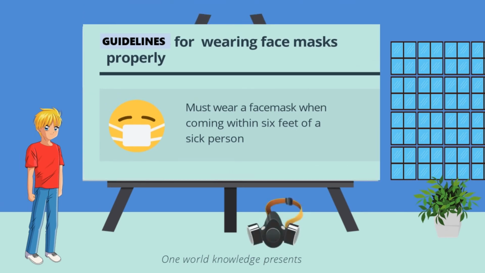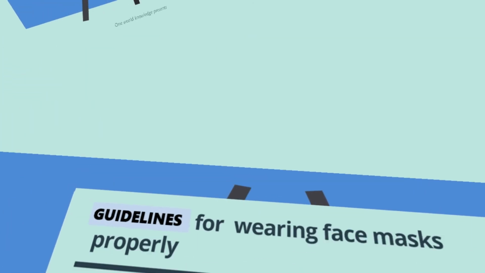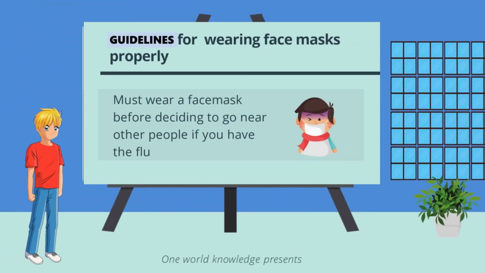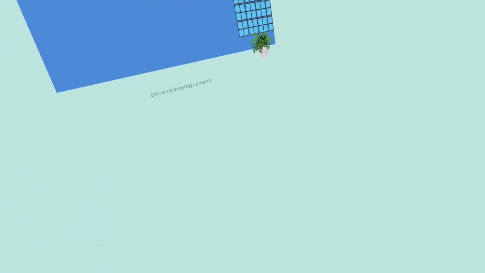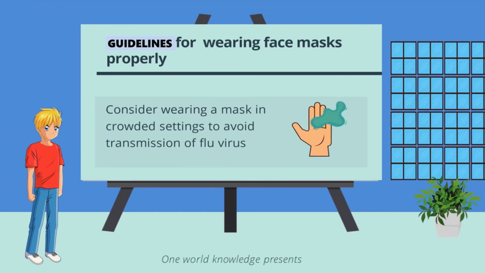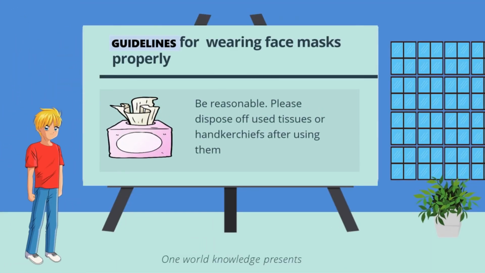4 guidelines for wearing face masks properly. Number 1. Must wear a face mask when coming within 6 feet of a sick person. Guideline number 2. Must wear a face mask before you decide to go near another person if you have the flu. Number 3. Please consider wearing a face mask in crowded settings to avoid transmission of the flu virus. Number 4. Be reasonable. Please dispose of used tissues and handkerchiefs after using them.